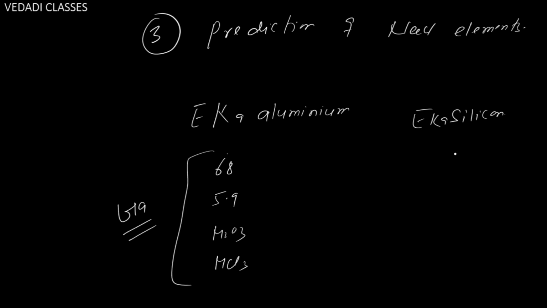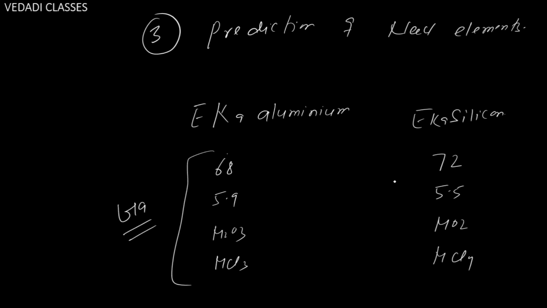In a similar way, he predicted Eka-silicon. He said the atomic mass of Eka-silicon is 72, the density is 5.5, the melting point is very high, the oxide's molecular formula is MO2, and the chloride's molecular formula is MCl4.